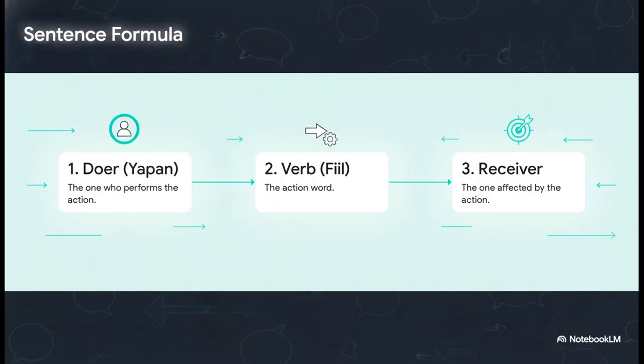Think of a basic English sentence following this simple formula. First, you have the doer. Then you have the verb, the action. And finally, you have the receiver, the one affected by the action. Just burn that flow into your mind. Doer, verb, receiver. It's the key to everything.